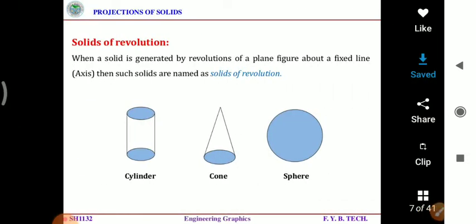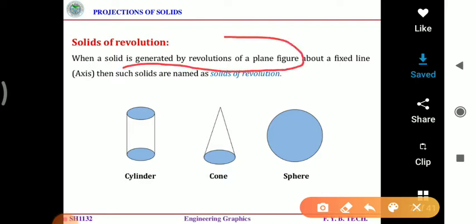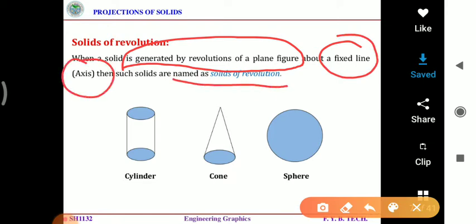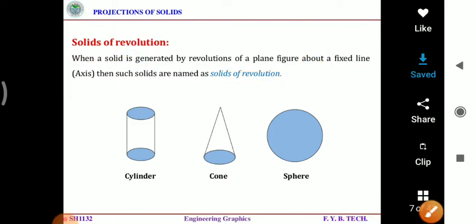Next comes solids of revolution. There are two categories, polyhedra and solids of revolution. What do solids of revolution mean? When a solid is generated by revolution of a plane figure about a fixed line or axis, then it is named a solid of revolution. For example, a cylinder. This is a cylinder.